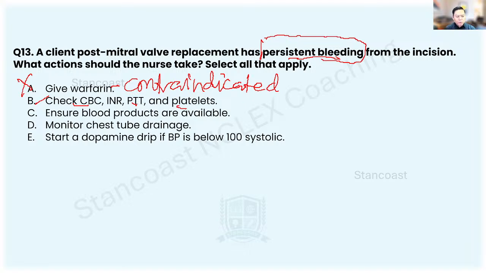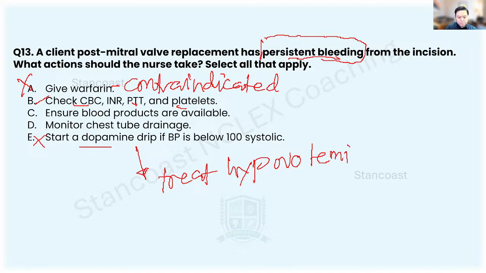Okay. Now, what about letter E? Start a dopamine drip if blood pressure is below 100 systolic. Would that be appropriate? We're going to eliminate that one because before you administer the dopamine as ordered, you're going to make sure that you are treating the hypovolemia first, with IV fluids, before considering the dopamine.